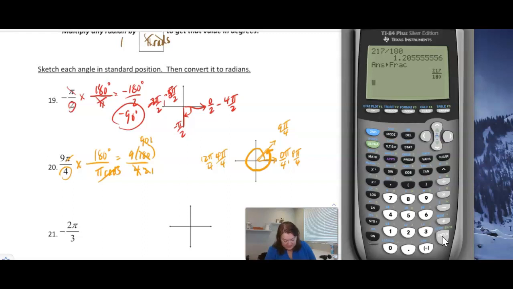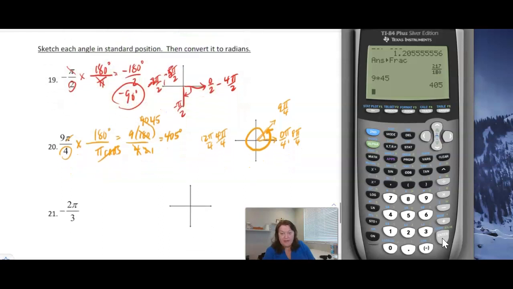This turns into 1, this turns into a 45. So whatever 9 times 45 is, would be 405. Remember, 360 goes around one full time, and then after 360, that extra little bit is 45 degrees. Okay, all right, let's try this one again.